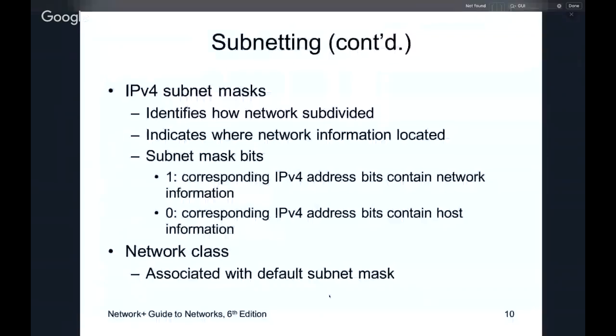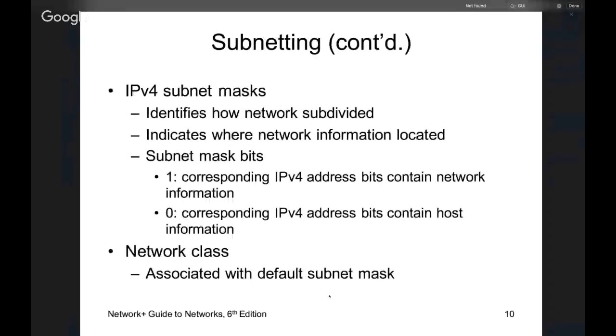So when subnets are created, a subnet mask will identify how networks are subdivided, where the network information is located according to the class. It uses a subnet mask bit that corresponds: the number 1 corresponds to the IP version 4 address bits containing network information, and 0 corresponds to the IP version 4 address bits containing host information. 1 is network, 0 is host.